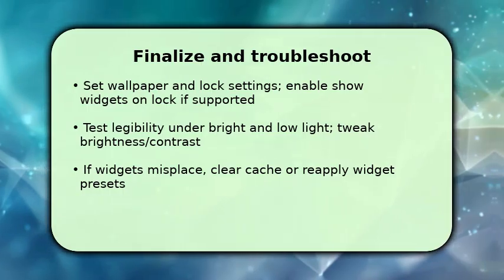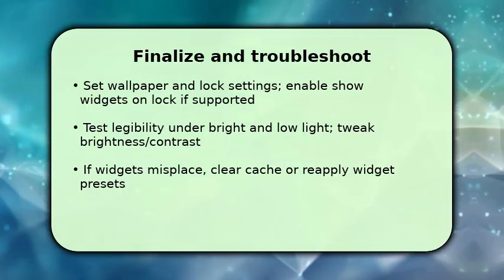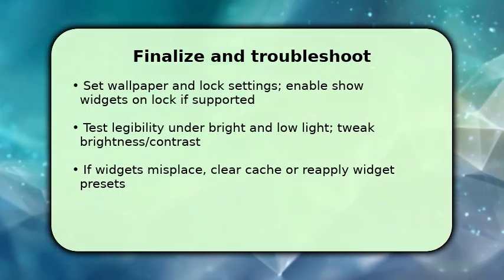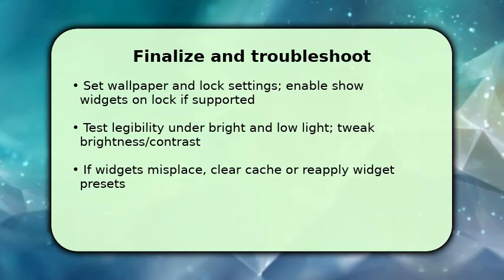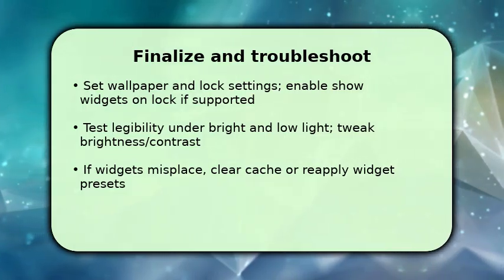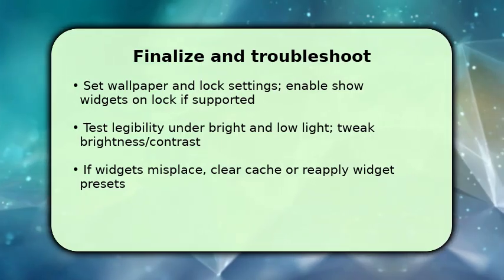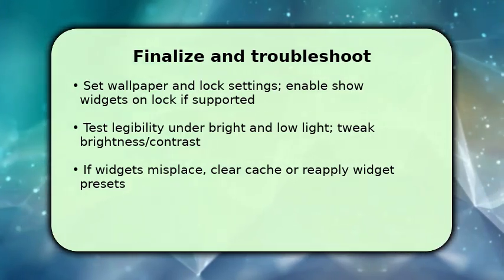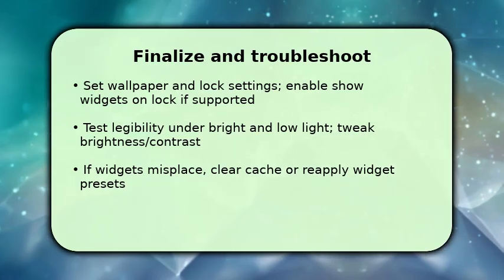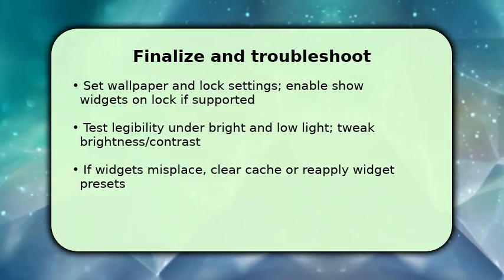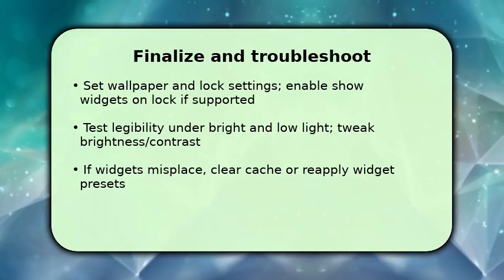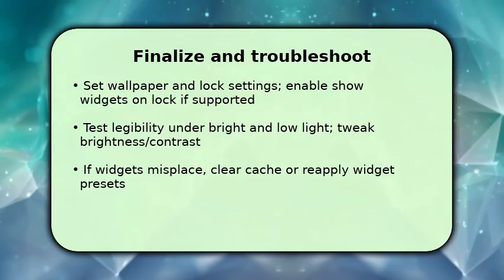This commits the layout. Test legibility in bright sunlight and dim rooms, and make small brightness or contrast tweaks so numbers and icons stay crisp. If a widget shifts or disappears, clear the widget app cache, reapply presets, and confirm permissions. Often a restart fixes persistent placement bugs. If problems persist, simplify the layout and retest.